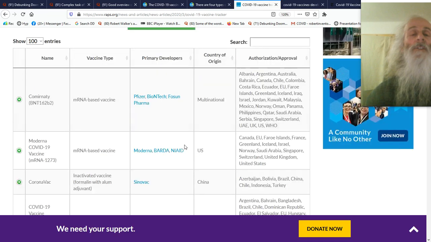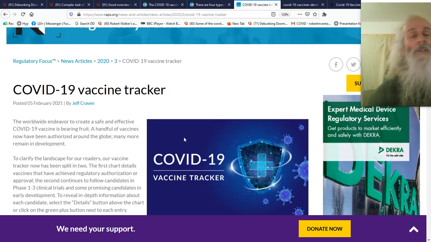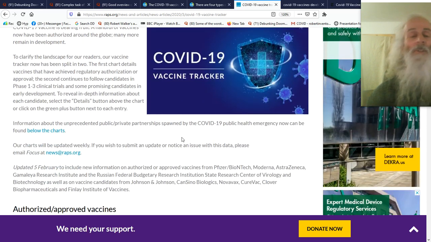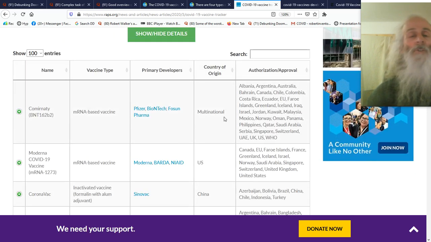And then this is another place where you can look, the COVID-19 tracker, and this one tells you which countries have authorised each one.